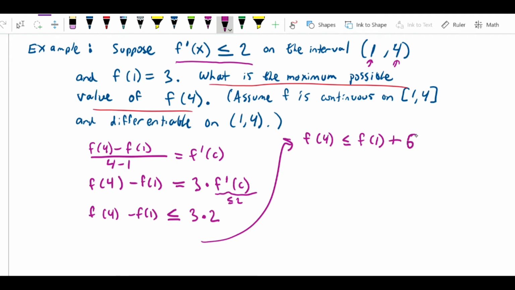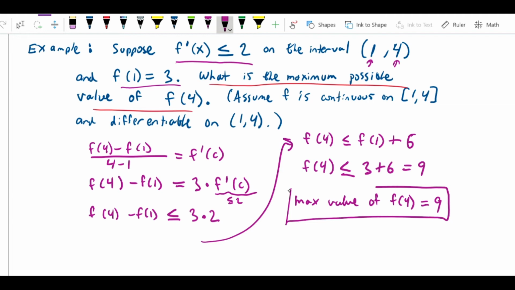And since we're given that f of 1 is 3, and this problem has a little bit of a puzzle slash detective quality to it, this is going to be less than or equal to 3 plus 6, which is equal to 9. So if f of 4 has to be less than or equal to 9, that means the maximum value of f of 4 is equal to 9. And by the way, when I talk about the max value, I'm not really talking about extreme values in the sense that we covered in the last section. I'm just answering the question: if you want to know what the maximum possible value of f of 4 is under these conditions, the answer is 9.